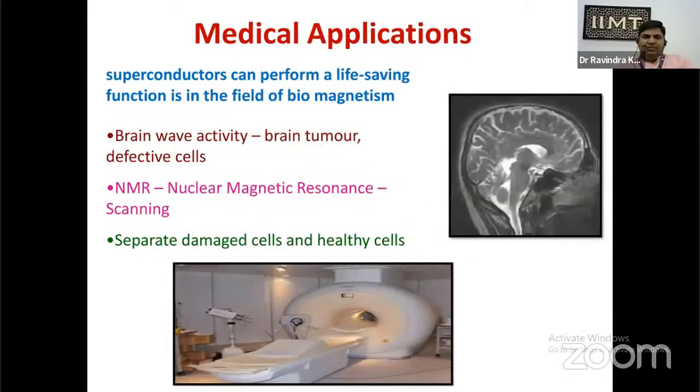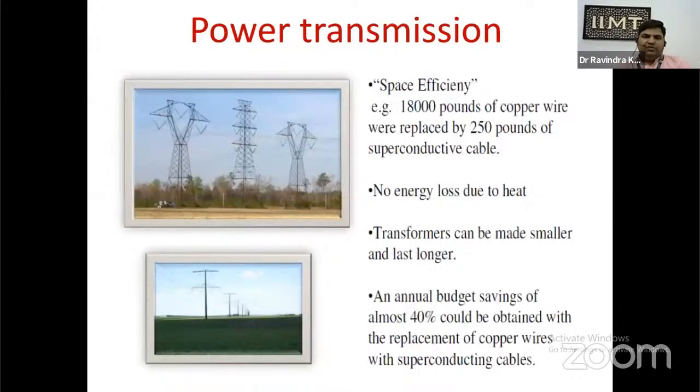We have other applications in medical also. We have applications for brain tumors, defective cells in NMR scanning, and to separate damaged cells and healthy cells. We can use these superconductors. Superconductors can perform a life-saving function in the field of biomagnetism, and can be used in so many instruments.